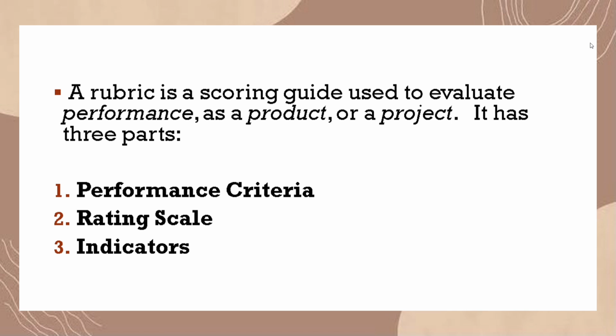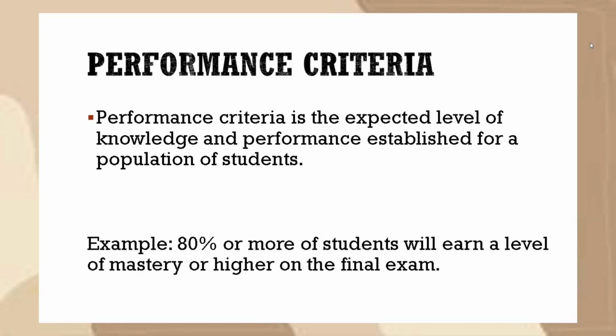A rubric is a scoring guide used to evaluate performance, a product, or a project. It has three parts. First, performance criteria. Second, rating scale. Third, indicators. So the performance criteria is the expected level of knowledge and performance established for a population of students. Performance criteria are specific qualities or aspects of a task that will be evaluated. They describe what you are looking for in a student's work. Example, 80% or more of students will earn a level of mastery or higher on the final exam.